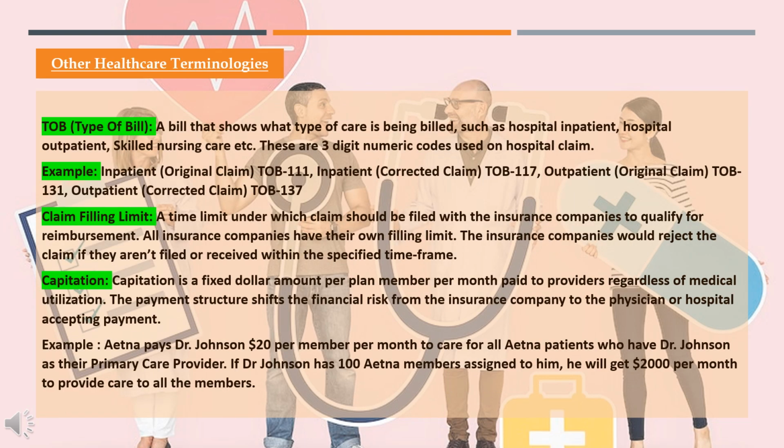TOB, type of bill, a bill that shows what type of care is being billed, such as hospital inpatient, hospital outpatient, skilled nursing care, etc. These are 3-digit numeric codes used on hospital claims.